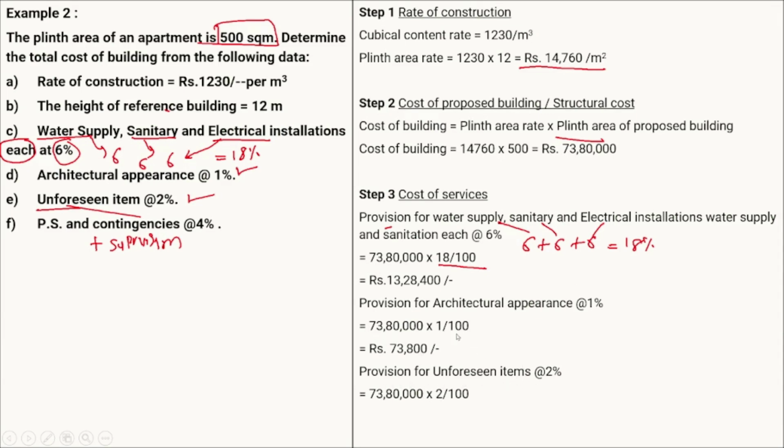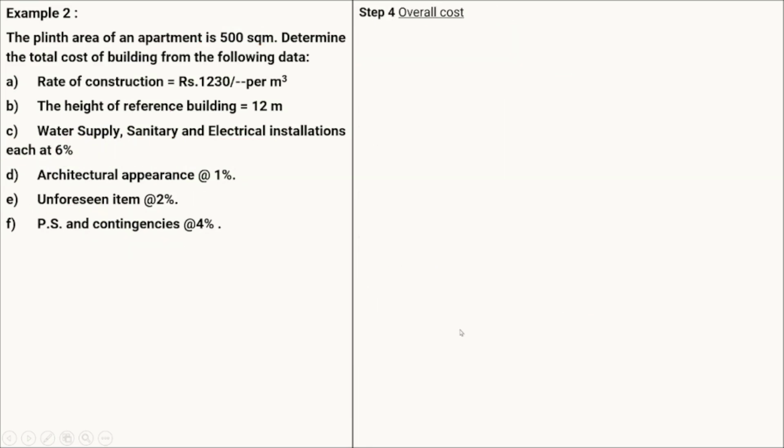Okay, so that will give us the cost of the services. Next step is your overall cost. Overall cost is your cost of the building plus cost of the services. This is similar to the previous example. Similarly, cost of the building is given as 73800 plus the cost of the services we have calculated.